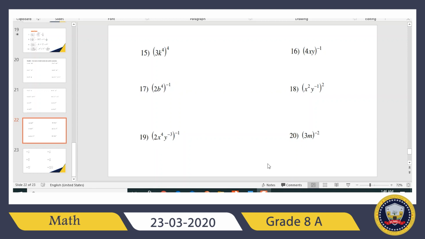Okay, let's move to number 20. (3m) all power negative 2. I will just distribute the negative 2 over the bracket, as if I'm saying 3 to the power of 1, m to the power of 1, all to the power of negative 2. 1 times negative 2 is negative 2, so the answer will be 3 power negative 2, m also power negative 2. But I cannot leave the negative power, I have to write its reciprocal. So I will write it as 1 over 3 power 2, m power 2.